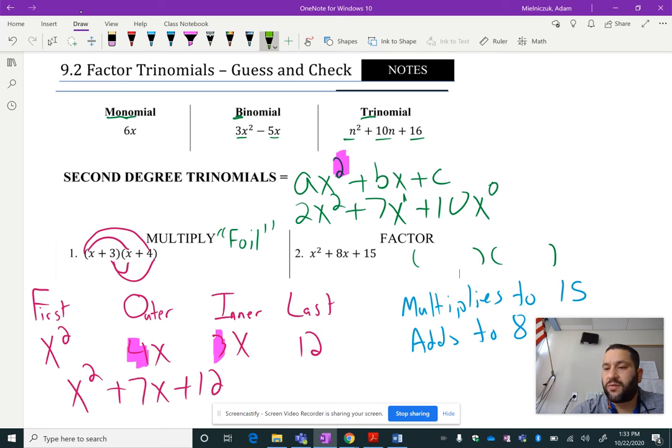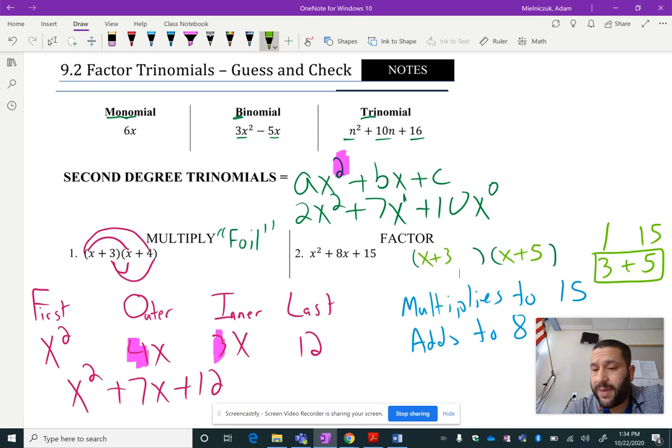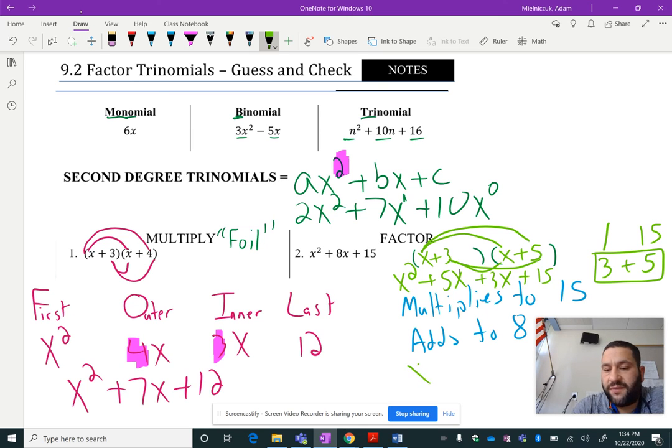Well, one thing we can do is we can write out our multiples of, or our factors of 15. So 1 and 15 multiply to 15. What else does? Well, 3 and 5 does. Okay, and what we can see is that when we choose the 3 and the 5, that also adds up to 8. So we can factor this to be x plus 3 times x plus 5. Now, if we were to go backwards, basically do question number 1, we would do first to get x squared, outer to get 5x, inner to get 3x, and then last to get 15, which when simplified does get you back to x squared plus 8x plus 15.